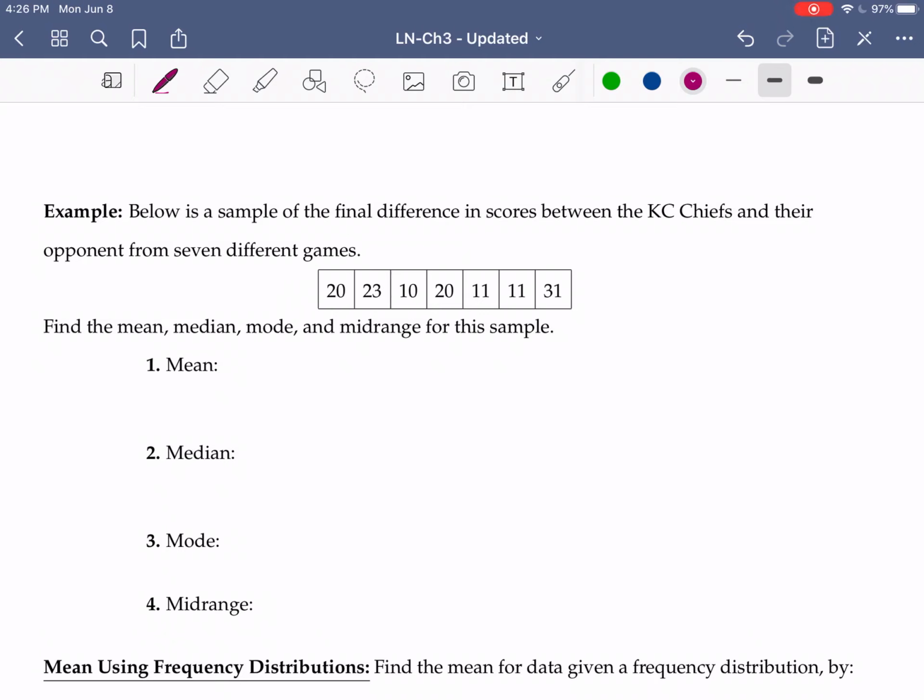In our last video, we looked at 4 different measures of center: the mean, the median, and the mode, and the mid-range. In this video, we're going to look at an example where we are going to calculate each one of those values. So here is a sample of the final difference in scores between the Kansas City Chiefs and their opponents from seven different games. We are going to find the mean, median, mode, and mid-range for this sample.